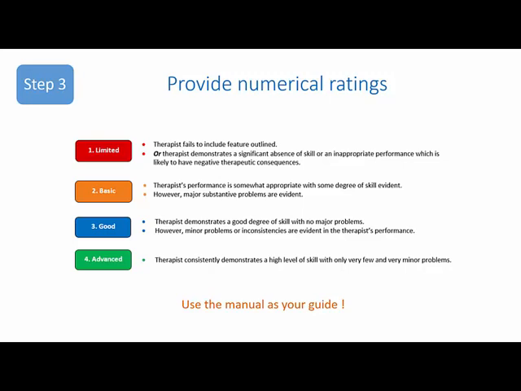Number 2 is basic, so this shows that therapist performance is somewhat appropriate and there is some good degree of skill evident, but there are still some major problems. Number 3 is good, so this is showing that the therapist demonstrates a good degree of skill, there weren't any major problems, there may be some minor problems or some inconsistencies evident in the therapist's performance. And finally we have level 4, which is advanced, so this is thinking about consistent demonstration of a high level of skill, and there might be some minor problems, but there'd be very few and far between, and they would be very minor.